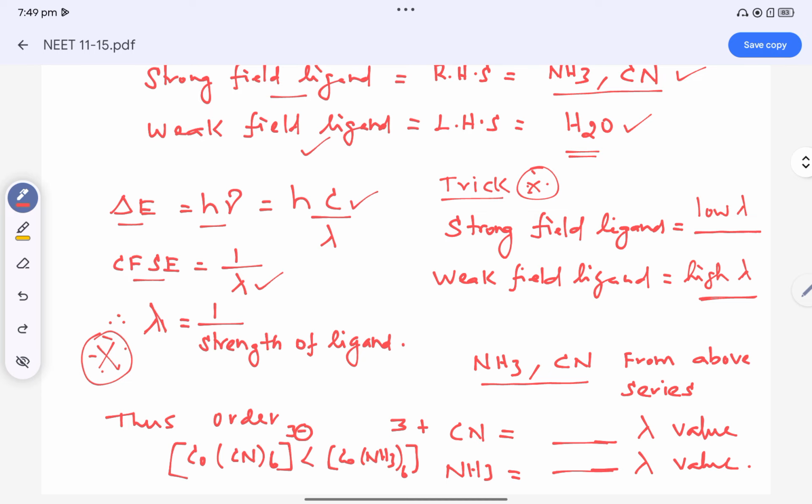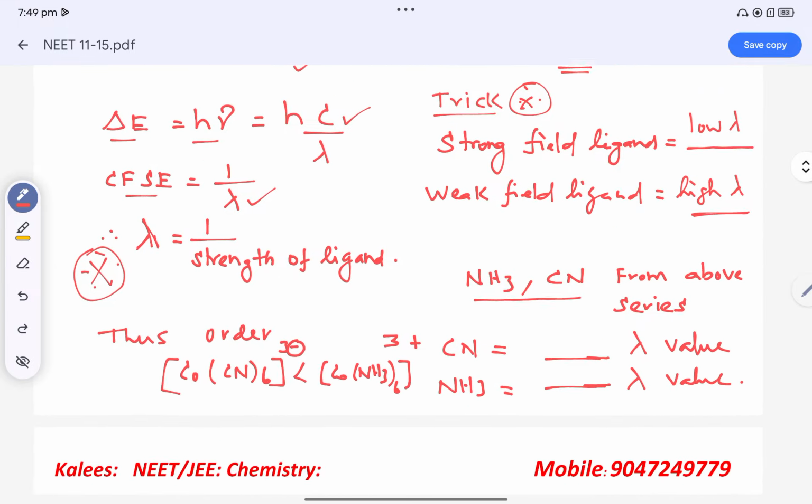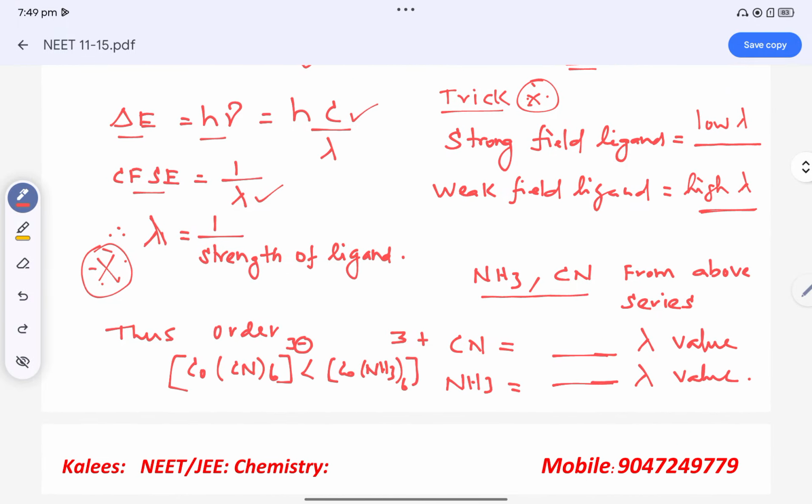From the above series, cyanide is present at the extreme end. So consequently it is a strong field ligand, with a high lambda value. Cyanide may have a high lambda value, right, my dear student? Okay, ammonia may have a lower lambda value. So the order is written. Okay, clear?